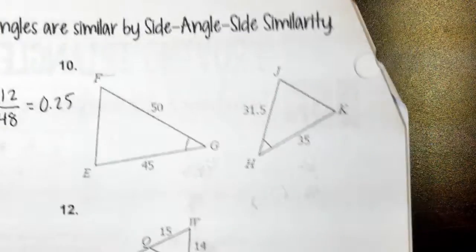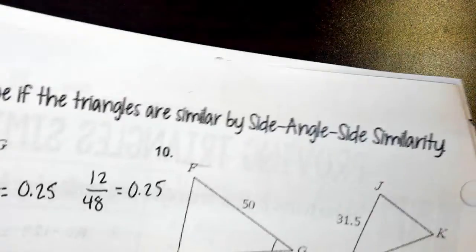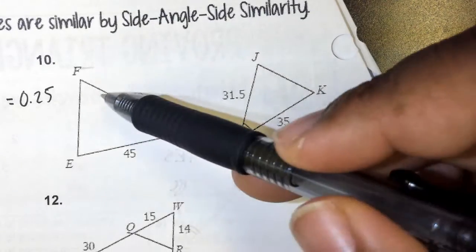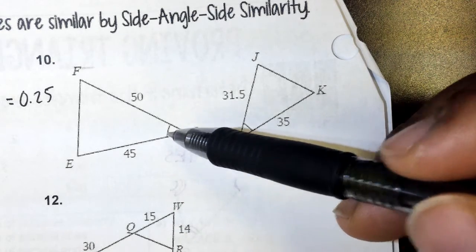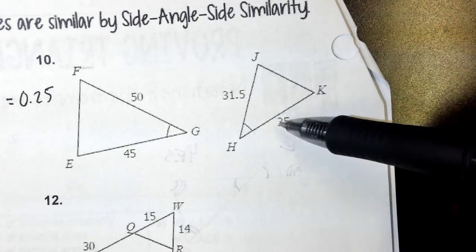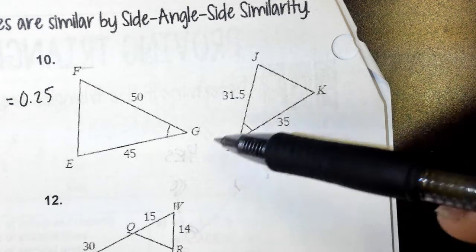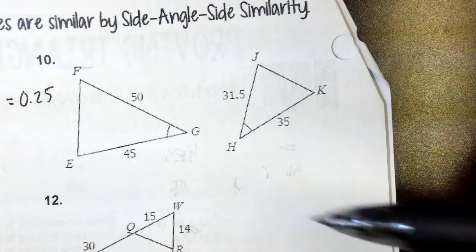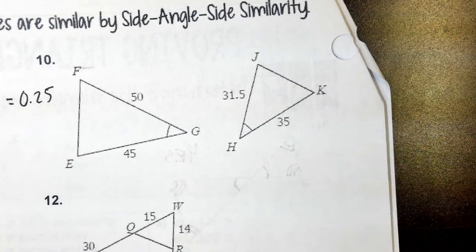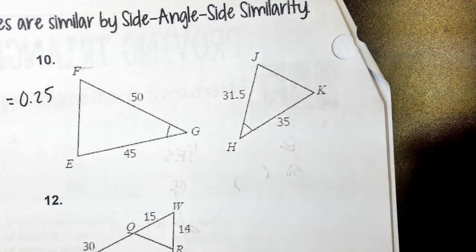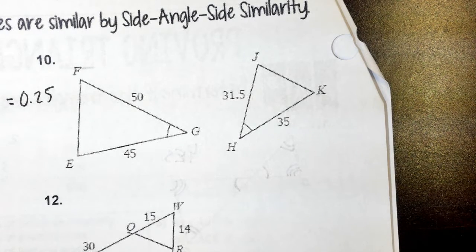Number 10. Looking at this one, it qualifies. You got a side and a side, you got an angle in the middle here that's congruent. Same thing on this one, side and a side, an angle here in the middle that's congruent. And they tell you that these two angles are congruent to each other. So you need to check and see if the sides are proportional. If that's the case, then this is side angle side similarity. So set up your ratios and check real quick.